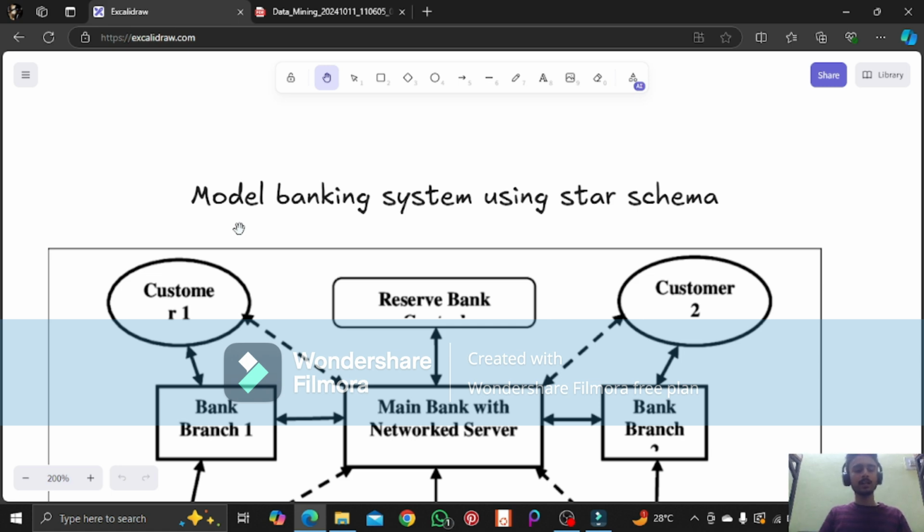So today I am here with an all new topic, that is the model banking system using the star schema. So now let's just discuss it.